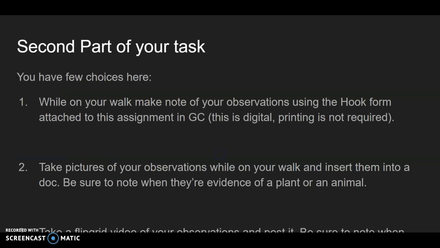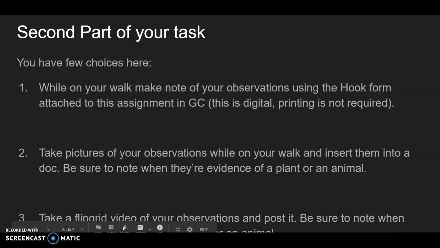So while you're on your walk, you have a couple of options here that I want you to think about while you are gone. You may choose to keep a written list of your observations, and you'll see the hook assignment that comes in a digital form. You don't need to print it. You can type in it when you get back.